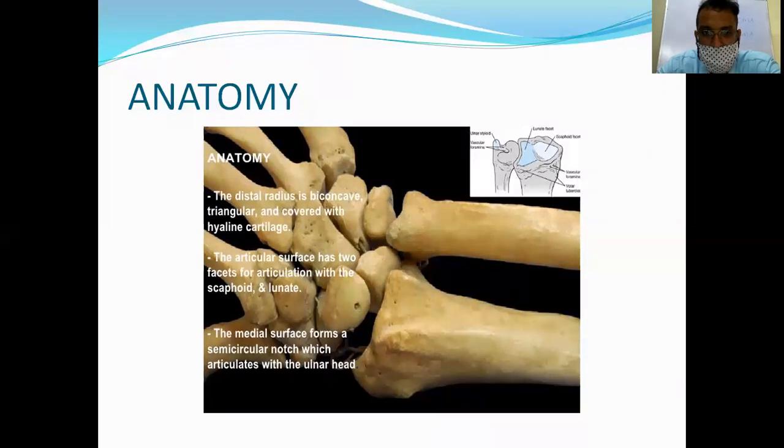So this is the anatomy of the distal radius and its joint. The distal radius is biconcave, triangular and covered with cartilage. The articular surface articulates with the scaphoid and lunate. The medial surface forms a semicircular notch which articulates with the ulnar head.